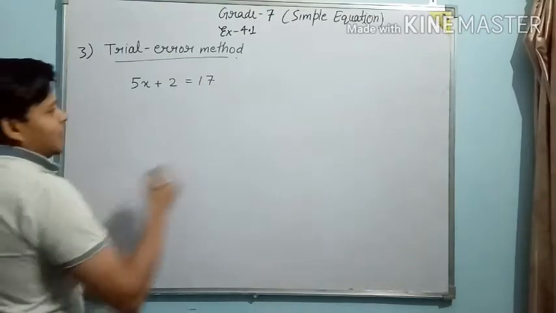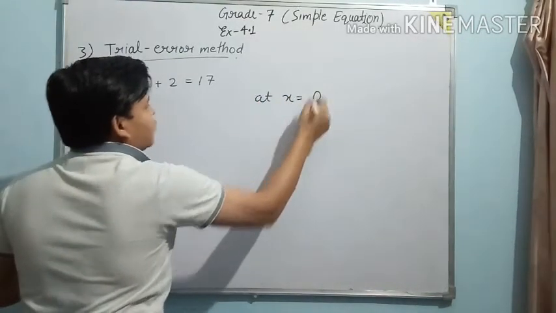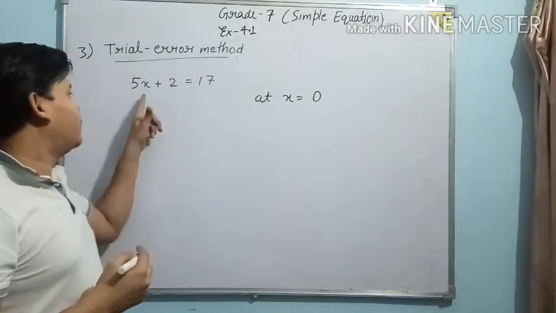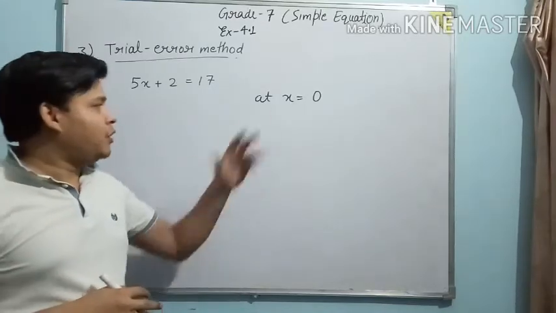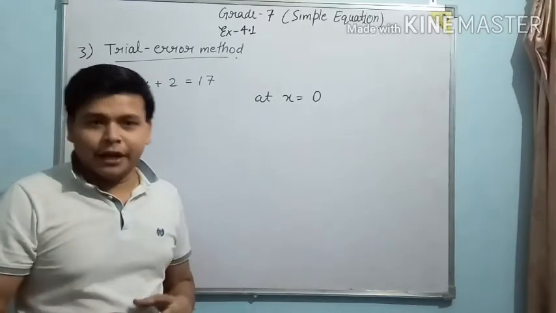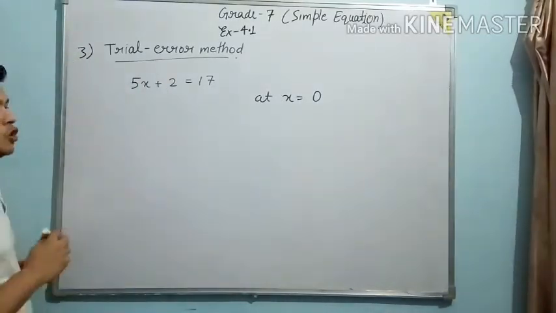So let's start with x is equal to 0. It's your choice what value you want to put for this x or any variable which is given in the equation. You can take 0, any positive number or any negative number, it depends on you. So suppose first of all I am starting with 0 here.